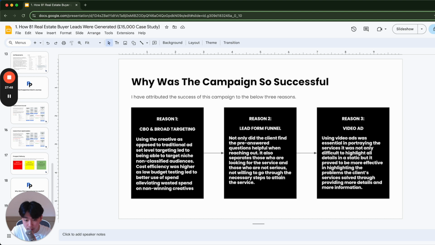Second, the lead form funnel. Not only did the client find the pre-answered questions helpful when reaching out, it also separates those who are looking for the service and those who are not serious, right? Not willing to go through the necessary steps to attain the service. Lastly, the video ad. Using video ads was essential in portraying the services, as it was not only difficult to highlight all details within a static, but it proved to be more effective in highlighting the problems the client's services solved through providing more details and more information through the video ad.